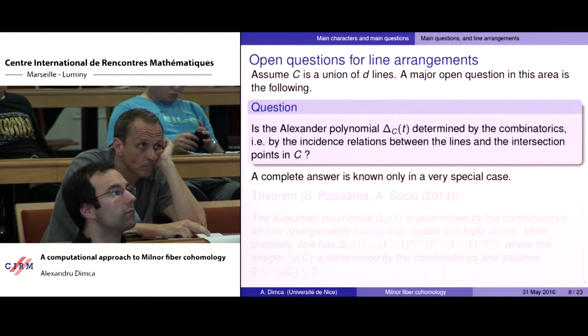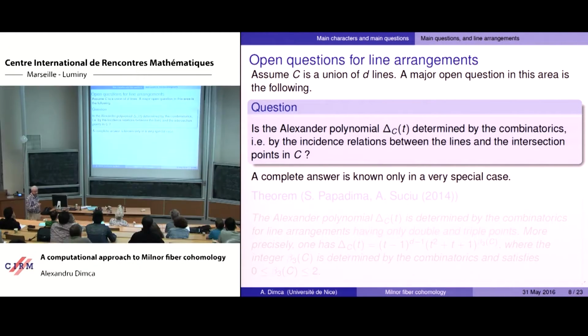So what is a line arrangement? It's just a union of lines. So this means that the polynomial f is a product of linear factors. And here the major question is whether the Alexander polynomial is determined by the combinatorics, and this means by the incidence relation between the lines and the intersection points.